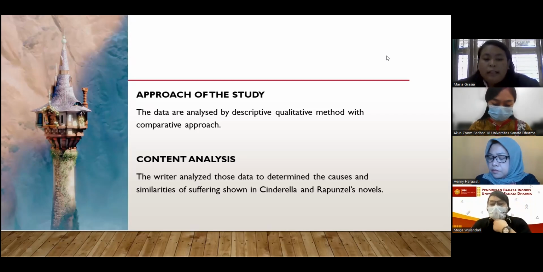Content analysis. After the writer gets the qualitative data, the writer will analyze this data to determine the causes and similarities of suffering shown in the Cinderella and Rapunzel stories.